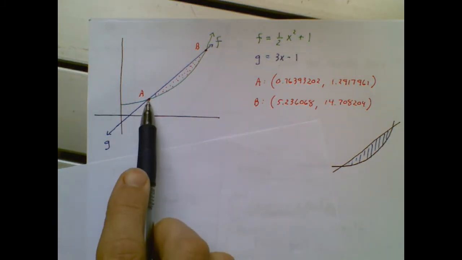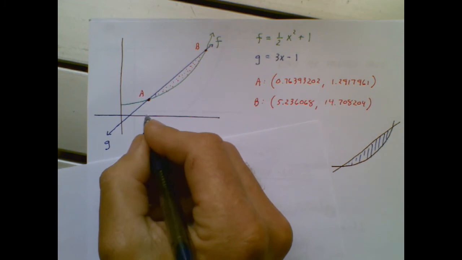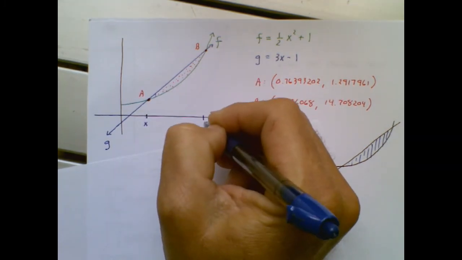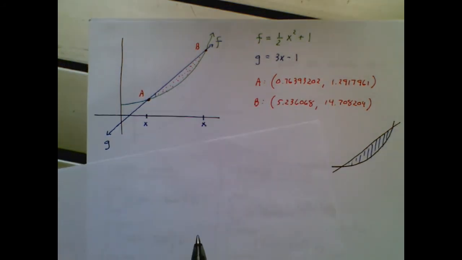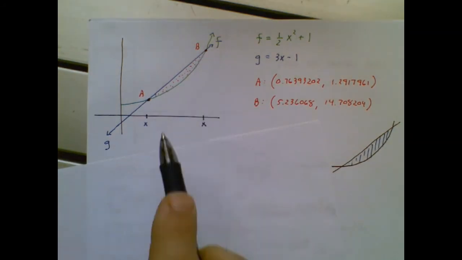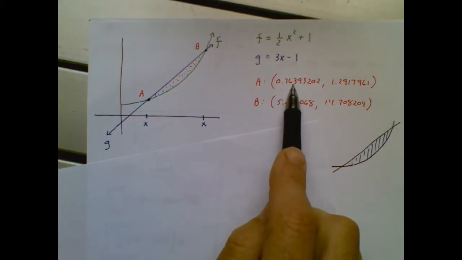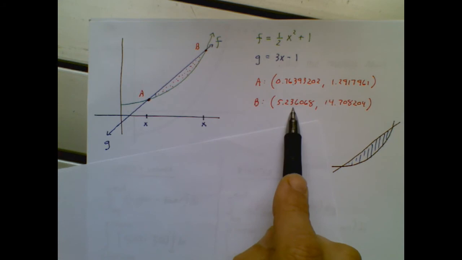I would need the x value that we started at and the x value that we ended at. I would figure that out by using the intersection points on my calculator. So I've done this for you. There's the x value that we start at. There's the x value that we end at.